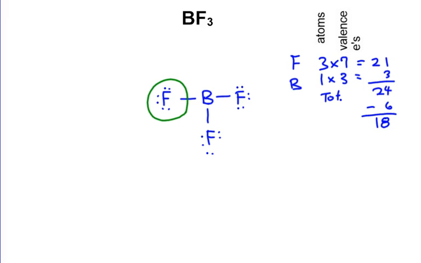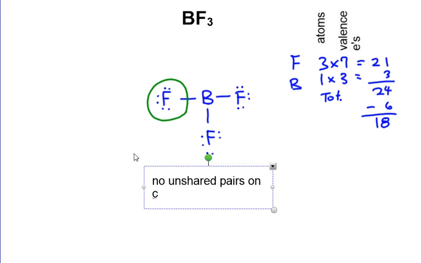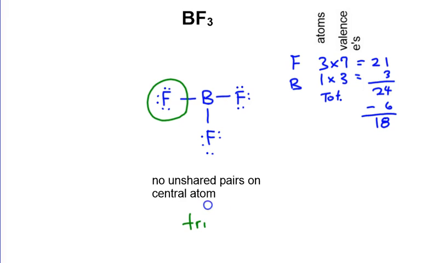Unshared pairs on the central atom. Okay, trigonal plane, trigonal pyramid. Wow, it's a plane, isn't it? Because there's no unshared pairs on the central atom. That's the reason, and that makes it a trigonal plane. Trigonal planar.